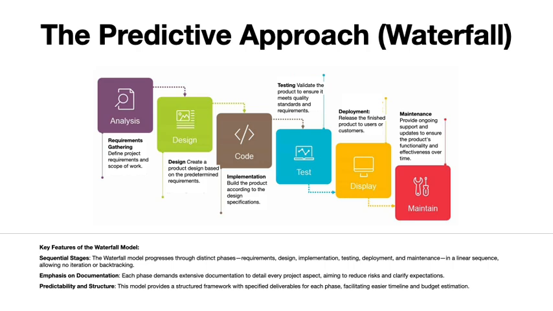The final phase of the waterfall model is maintenance. This phase is crucial for ensuring the software continues to operate smoothly and remains relevant to users' needs. Although it's the last phase, maintenance is an ongoing activity that can last as long as the software is in use, addressing any future bugs, updates, or enhancements that become necessary over time.